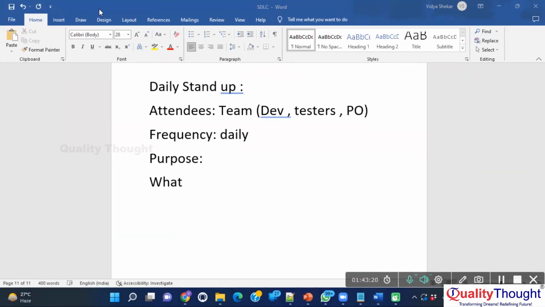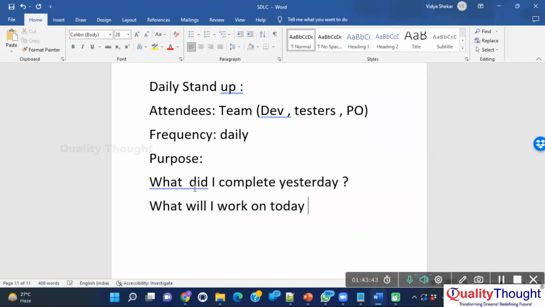So what is the purpose? What did I complete yesterday? You are going to tell your status update to the Scrum Master. What did I do yesterday? What will I work on today? Am I blocked? Am I blocked by anything? These things you are going to discuss.